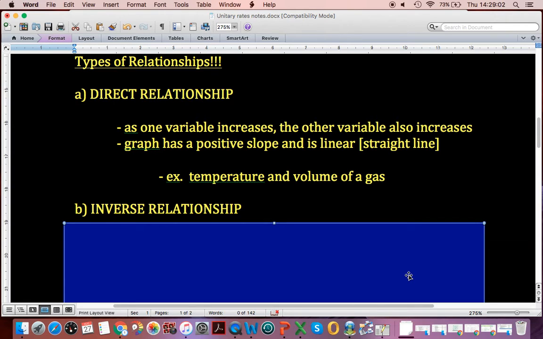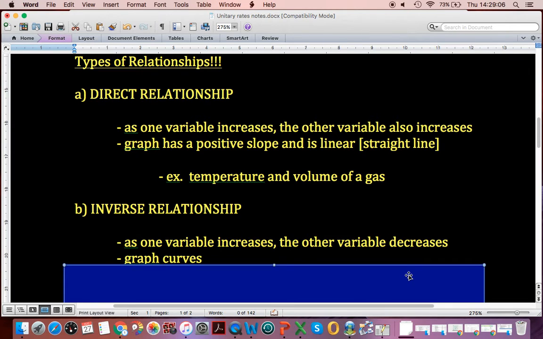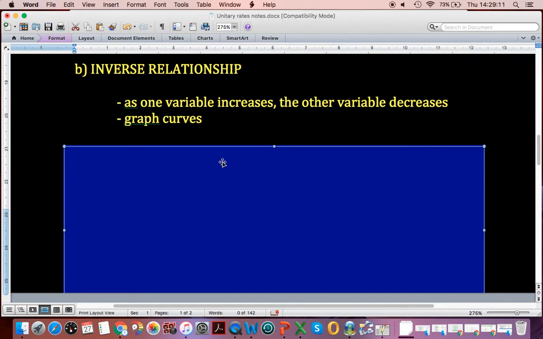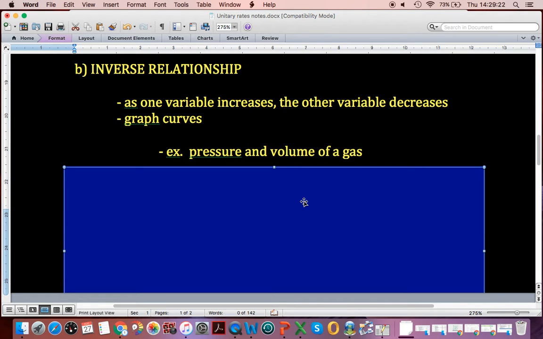Inverse relationship means as one variable increases, the other variable decreases, and the graph curves. So again, we'll do sort of an imaginary graph. So there's my axes like this, and it's going to be curving down to the right. I may have to draw these out at some point. Unfortunately, I can't draw on this function.